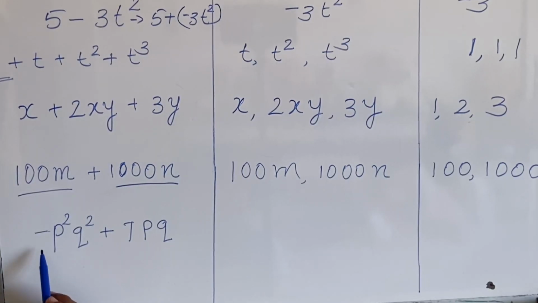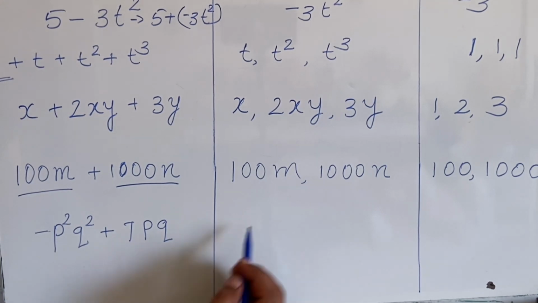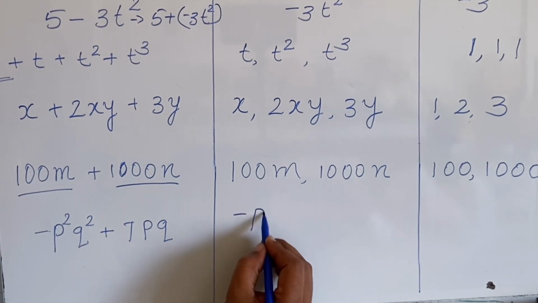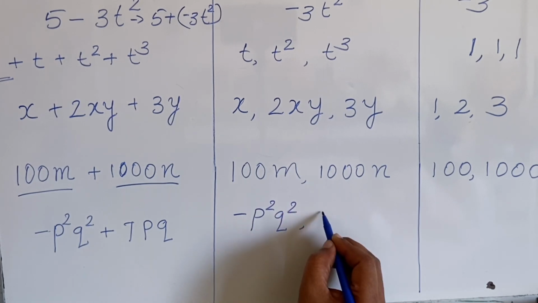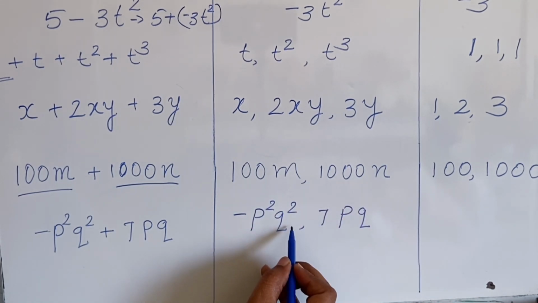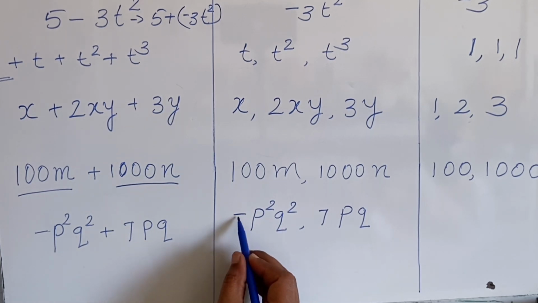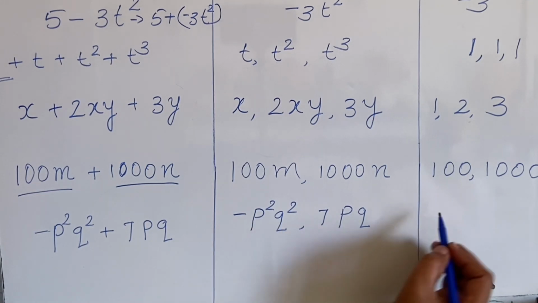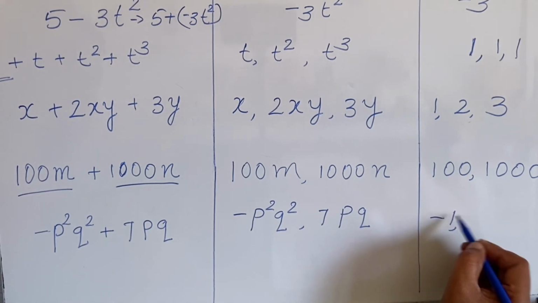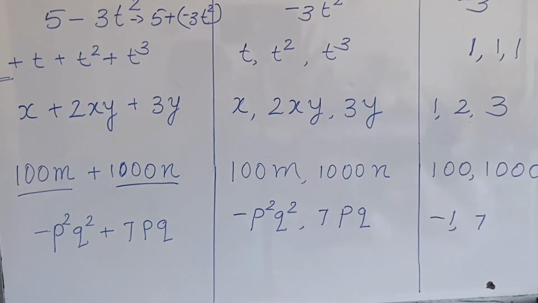Next question is minus p square q square plus 7pq. The terms other than constants are minus p square q square and 7pq. Here the first term is minus p square q square, that means minus 1 into p square q square. So the numerical value here is minus 1. So the numerical coefficient is minus 1 and that of 7pq is 7.